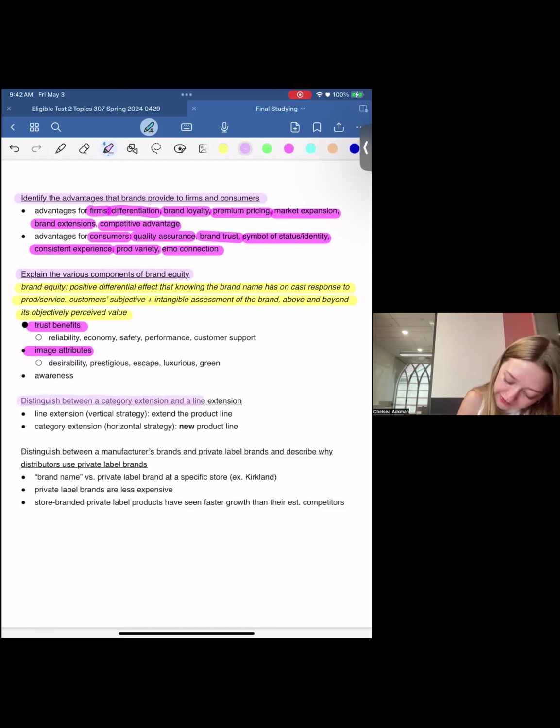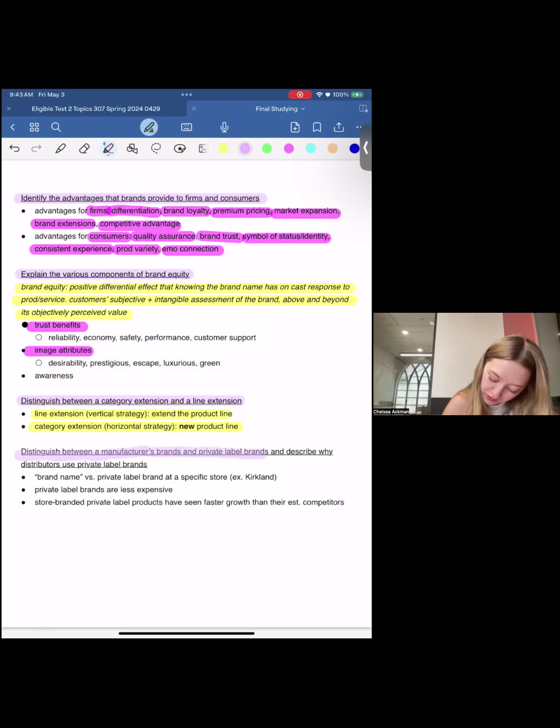Distinguish between a category extension and a line extension. A line extension is a vertical strategy that extends the product line, so you're adding a new product. Oh, nope. Taking that back. Line extension, you're extending the product line, so you have an existing product and you just make variations of it. It's still that same product. And then you have category extension, a horizontal strategy, where you make a new product line. So you're extending the number of products that you offer.